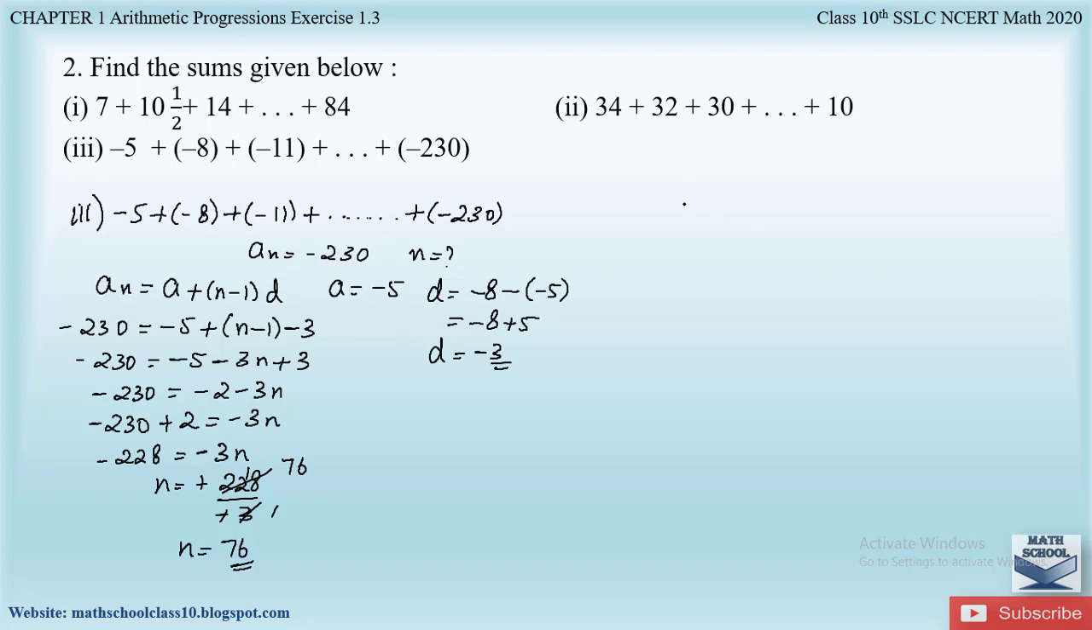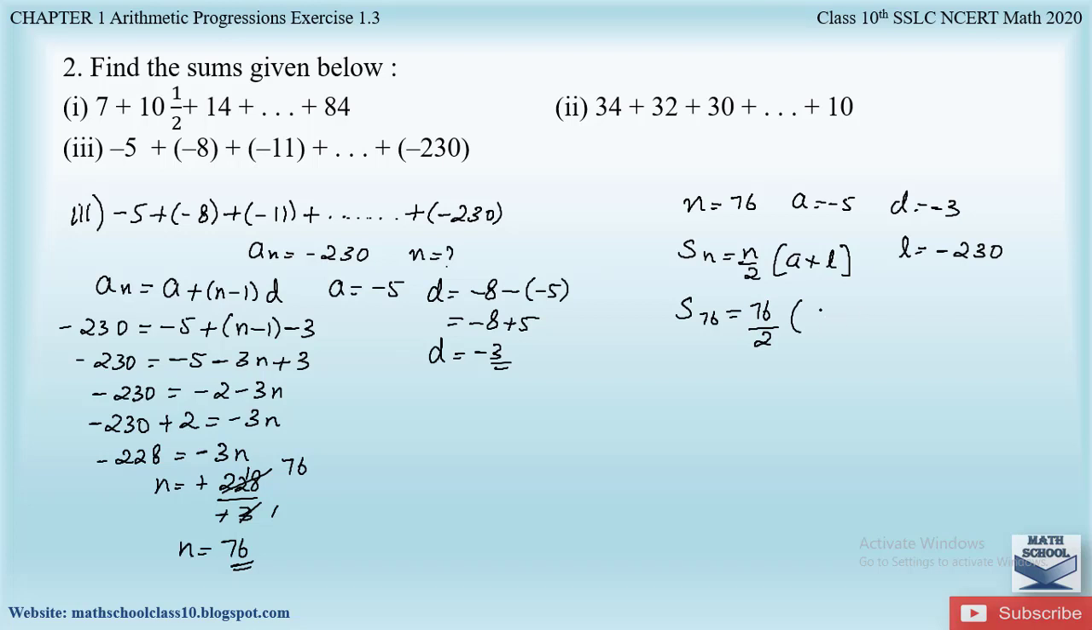So now we know the n value, which is equal to 76. We know a is minus 5 and d is minus 3. Now let us find the sum of 76 terms by using the formula Sn is equal to n by 2 into a plus l. We are using this formula because we know the last term of the AP, that is minus 230. So l is equal to minus 230. So let us apply the formula. S76 is equal to 76 divided by 2 into minus 5 minus 230.